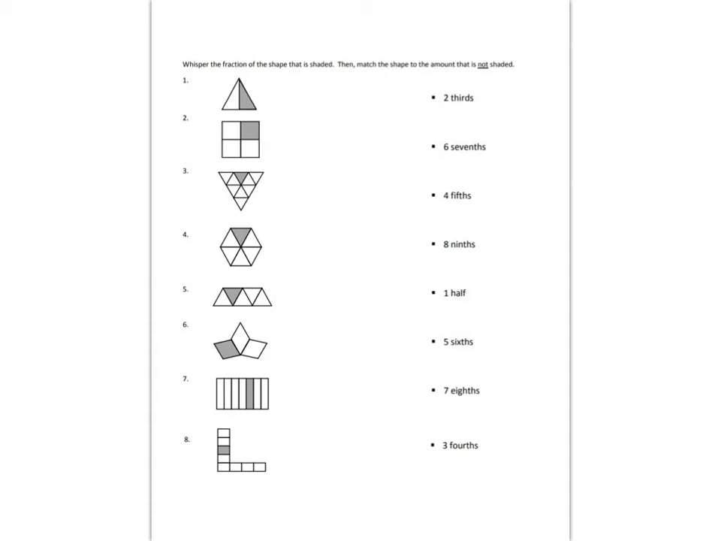shaded. So when I look at number 1, I see that it's a triangle and it's broken up into 2 pieces, a non-shaded and a shaded. 2 pieces means it's broken up into halves. I can clearly see that 1/2 of the shape is shaded. And remember, any notes that I'm taking on here, you should also be taking in your book.